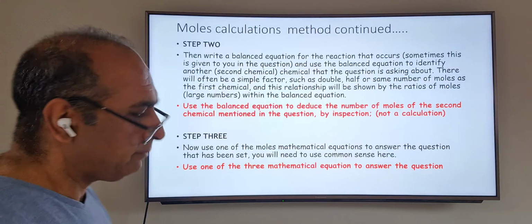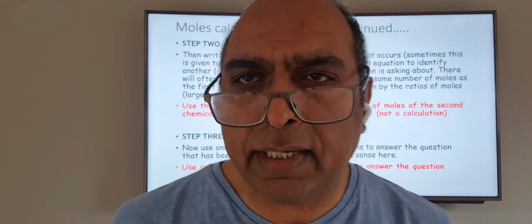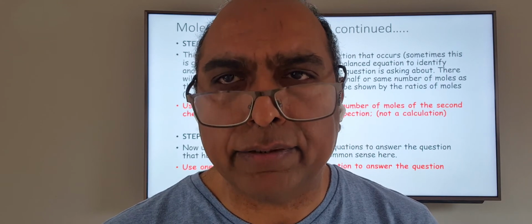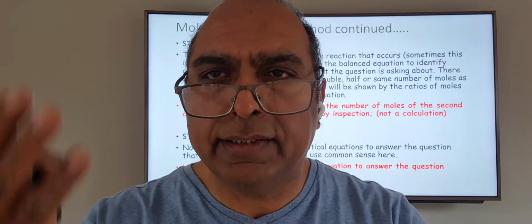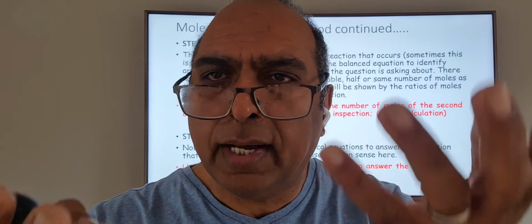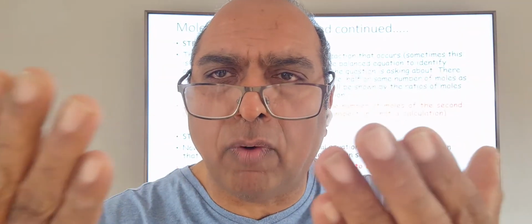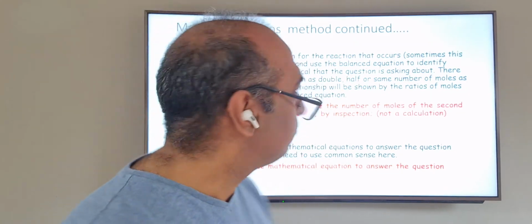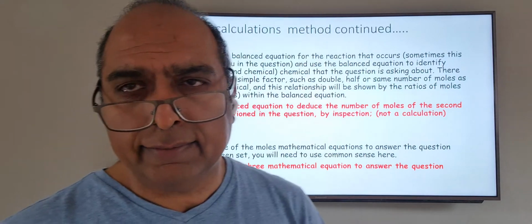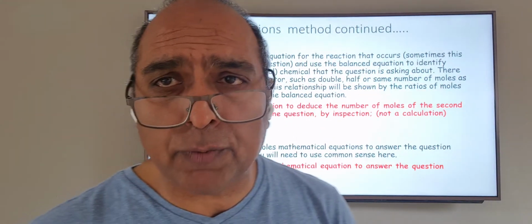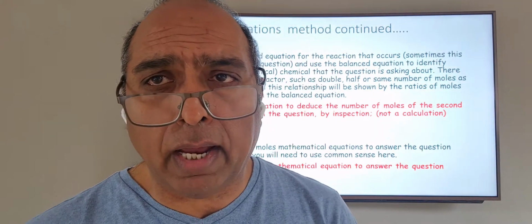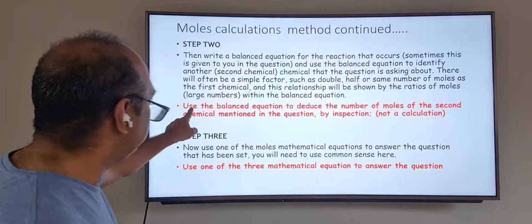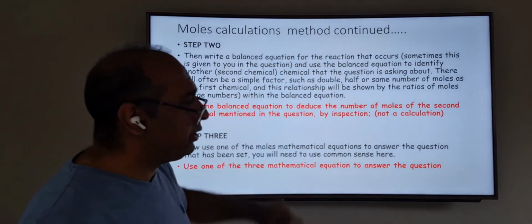So, step 2. Now, let me just cover that up while I talk to you about step 2. Step 2 is not a calculation. Step 2 is to write the equation and look at the number of moles of one chemical, and compare it against the number of moles of another chemical. I know there's a lot of writing there, but the writing is to dispel you from thinking it's a long calculation. It's not. Step 2 is write the balanced equation.